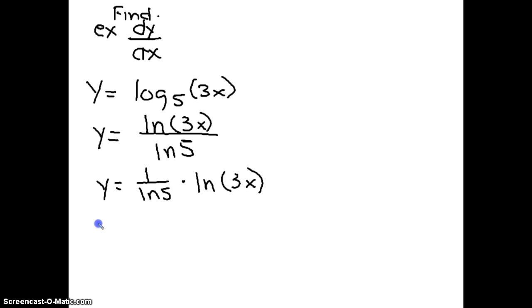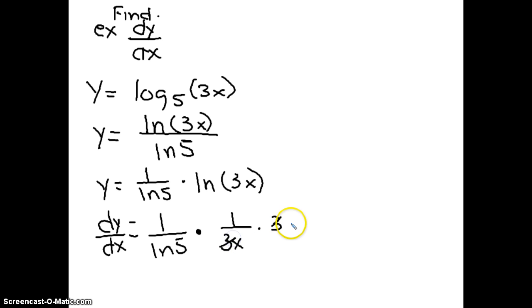This is a constant, so when I take that derivative, I'm going to get dy dx equals 1 over ln of 5 times the derivative of ln of 3x. Remember, that's an old rule, so it's 1 over 3x times 3. And the 3's will cancel out. So we're going to literally get 1 over x times ln 5.